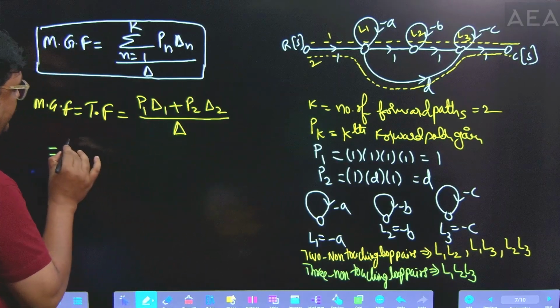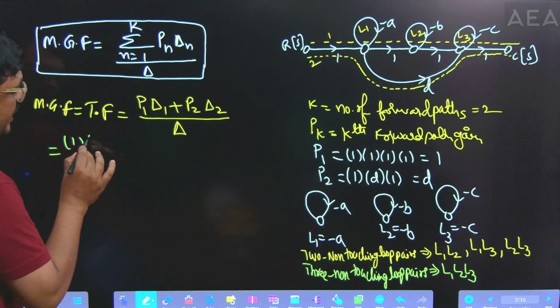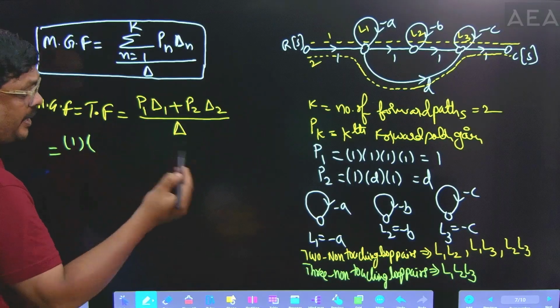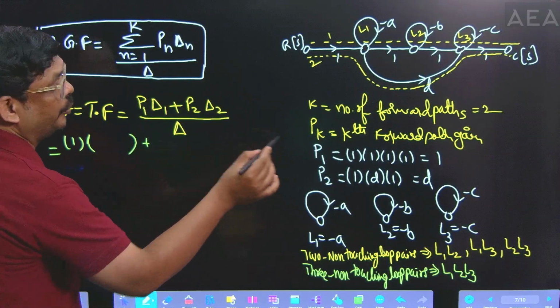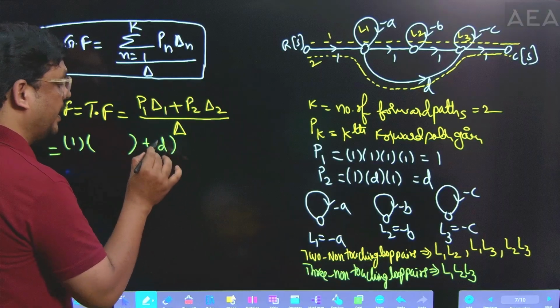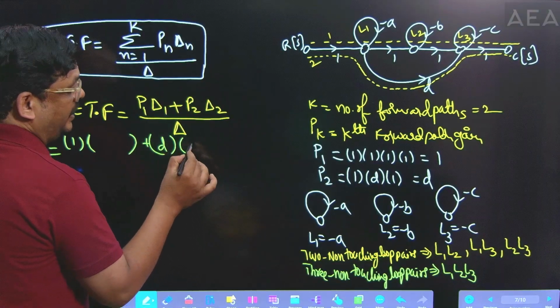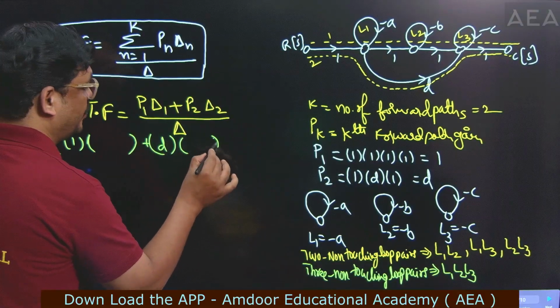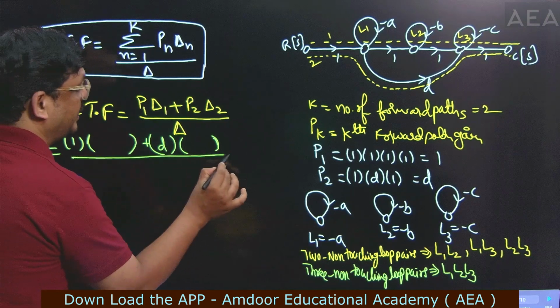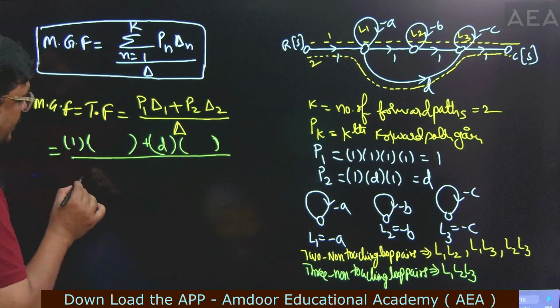P1 is 1, so substitute in this, and delta 1. I will explain how to write the delta 1. P2 value is D, and again I will explain delta 2. Delta 2 also I will explain, and finally we have to write a delta. So how to write the delta formula?